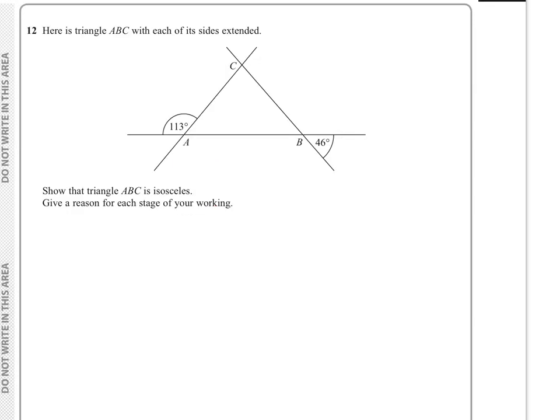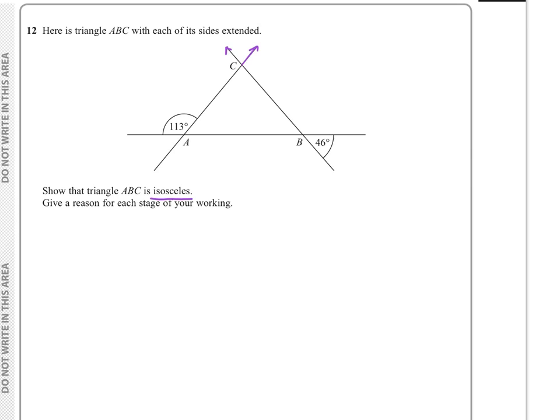Question 12. Here is triangle ABC with each of its sides extended. Just means that they come off slightly from here. Okay. Now, show that triangle ABC is isosceles. Not an easy word to spell. It just means that two of the angles will be the same. Okay, that's all we've got to look out for.